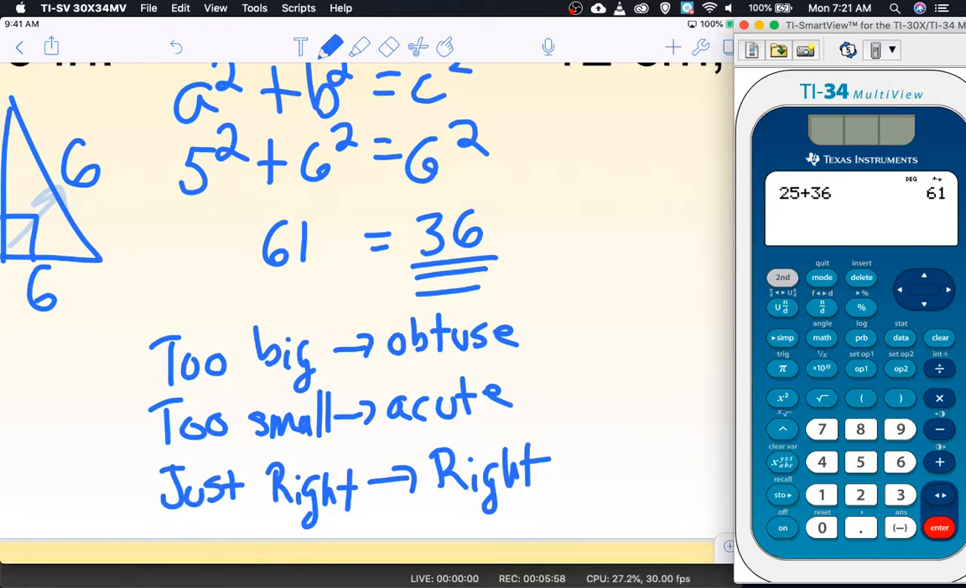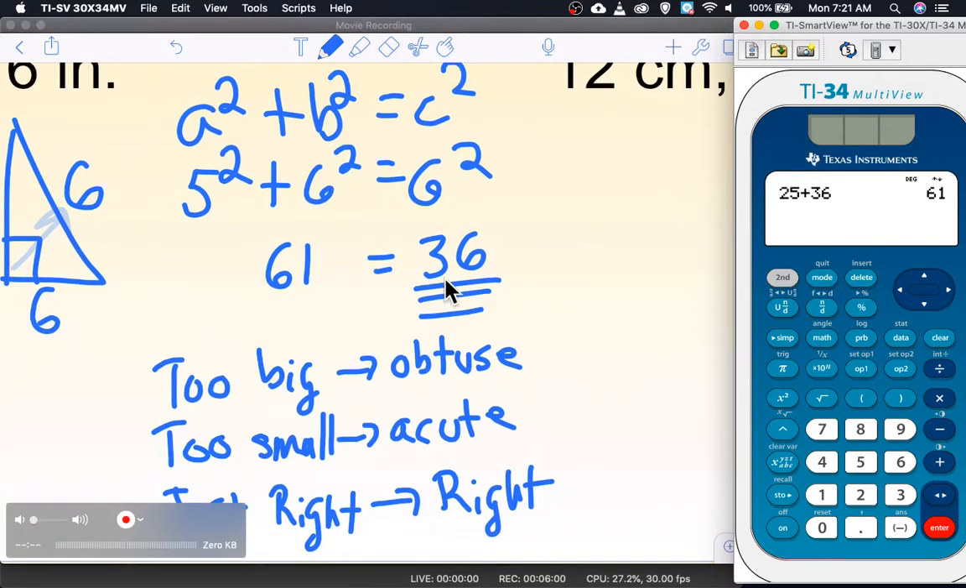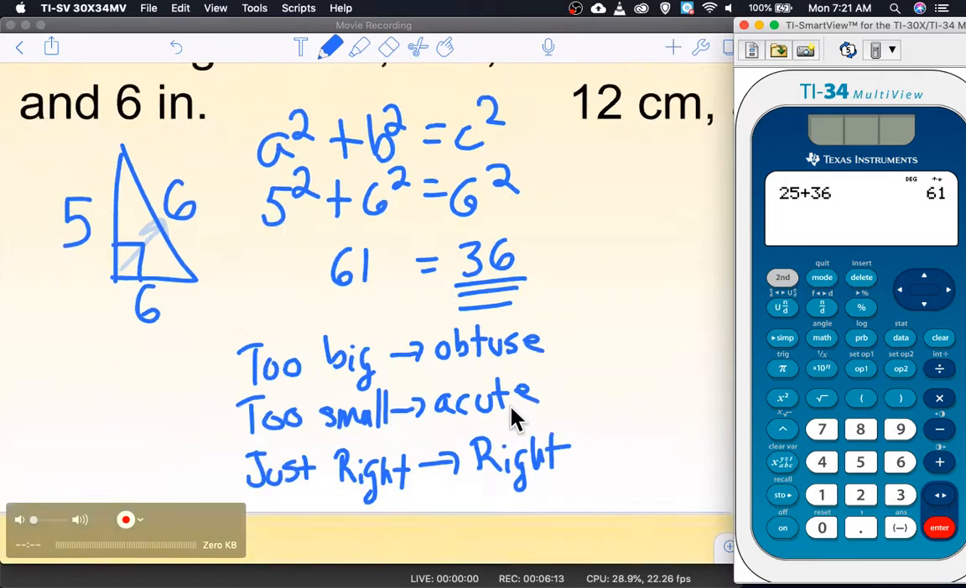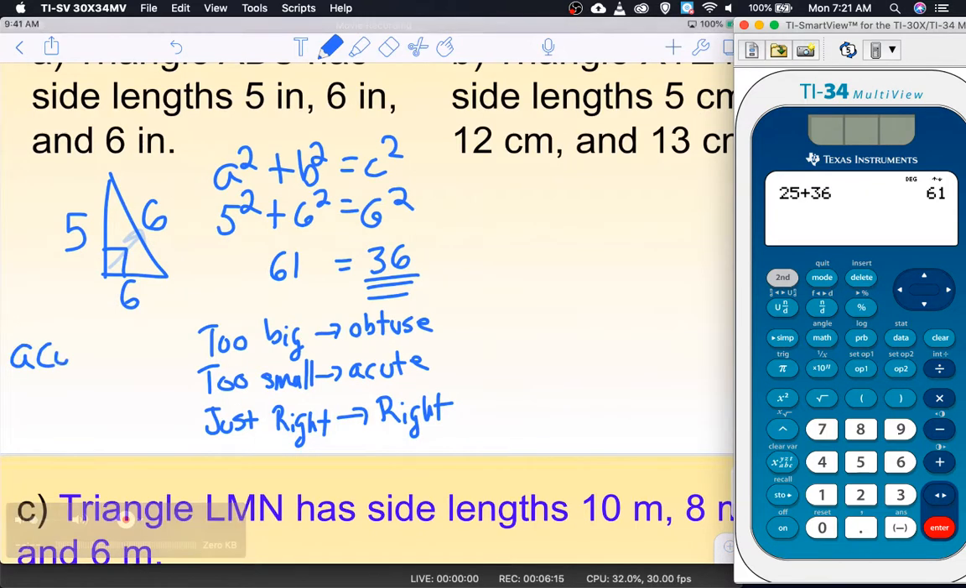So in this case, our hypotenuse, our longest side, was too short. It did not add up to the 61 when we did all the math. So the hypotenuse was too small. This is an acute triangle. There, acute triangle.